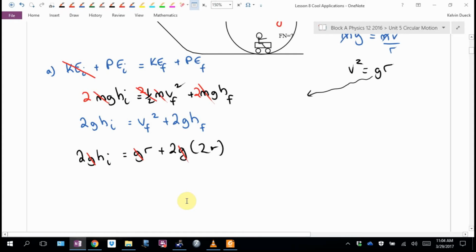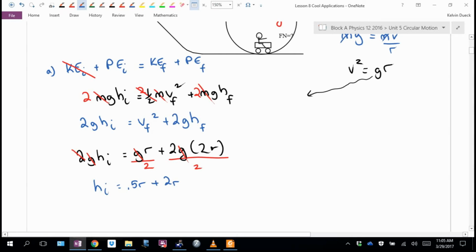How would I get the H initial by itself? I could divide the whole thing by 2, but I'm going to go in chunks. I get this. H initial equals 0.5 R, R over 2. And then I guess I have 2 times 2 divided by 2. You know what? Plus 2R.